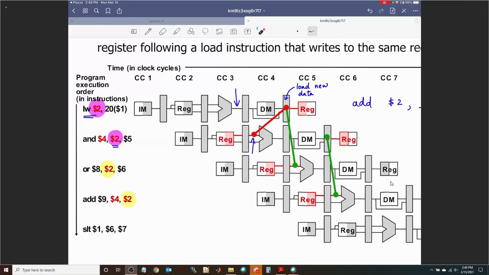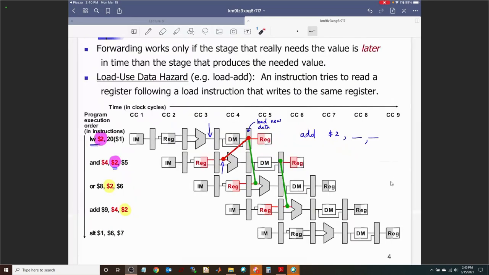All right. Questions here? So maybe I can say the add result was ready here, so we could forward.